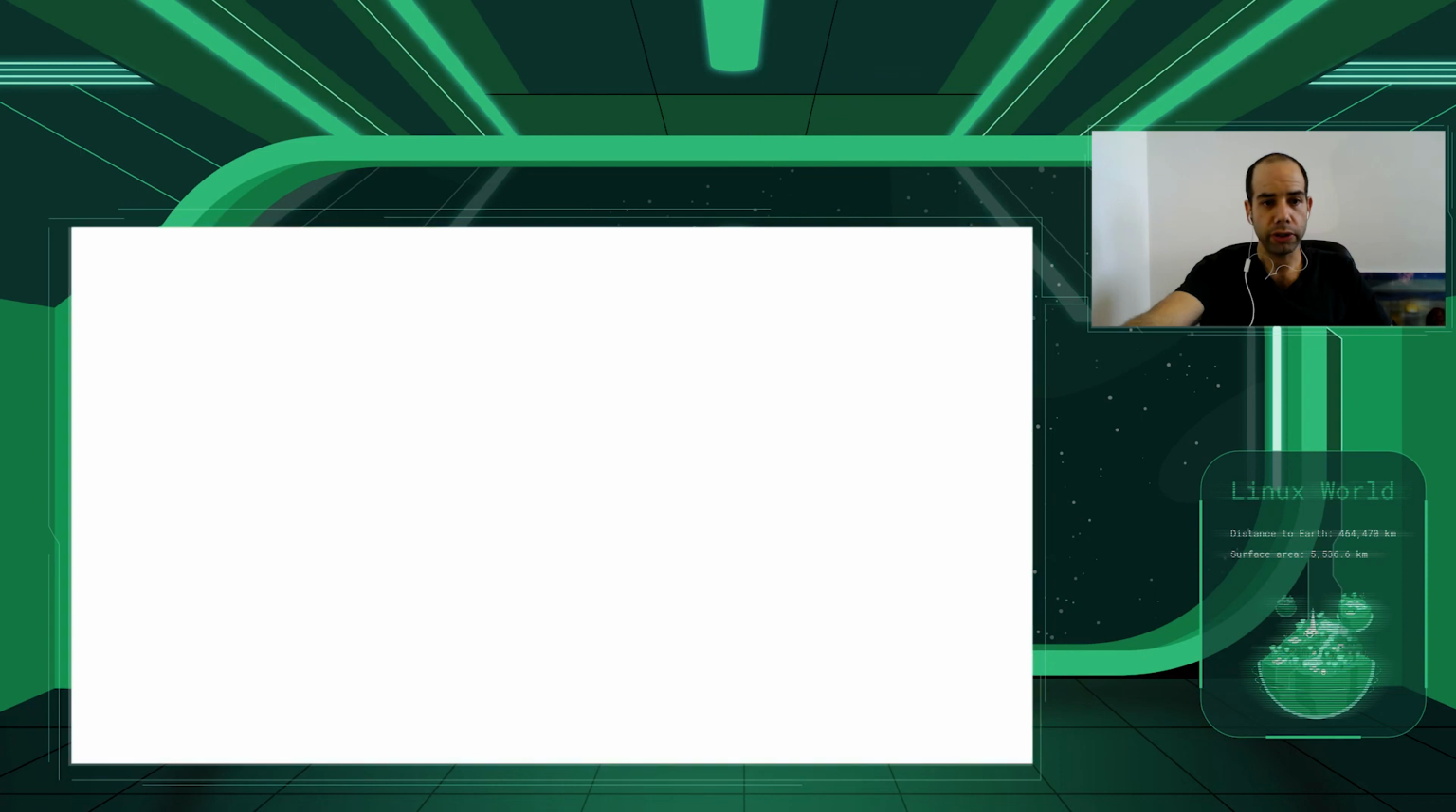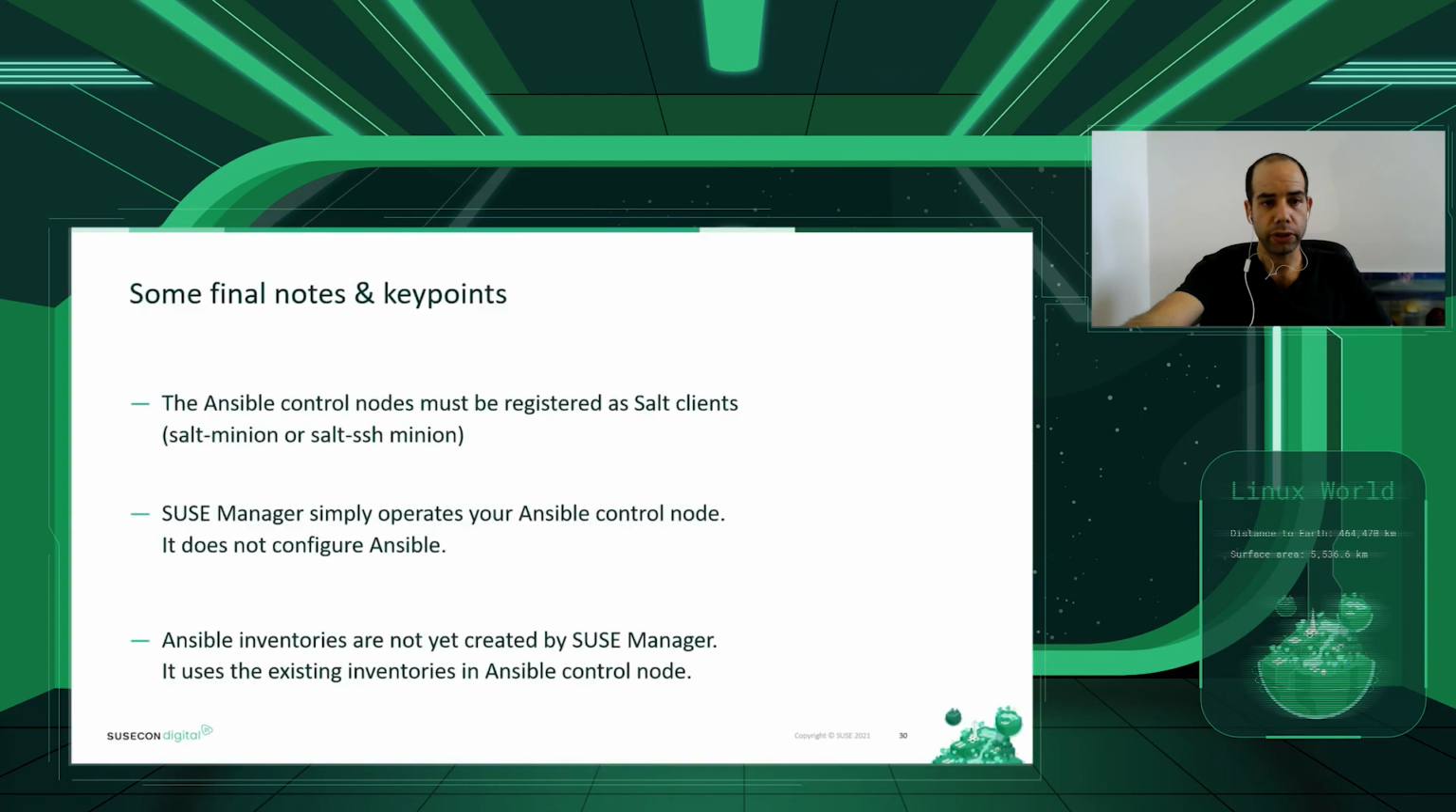So, final notes and key points. As a reminder, Ansible controls the SUSE Manager. SUSE Manager, it's configured. We are not creating the inventories yet. We are not pushing any configuration to the Ansible configuration in the control node. SUSE Manager is simply extracting the information, and it allows you to operate it, trigger actions, but it's not configuring it. So Ansible inventories are not yet created by SUSE Manager. It will come at some point, but it currently uses the existing inventories that are in the Ansible control node.